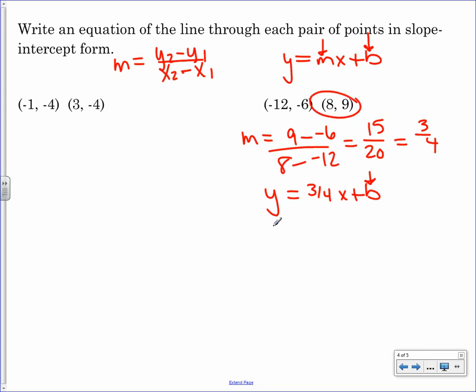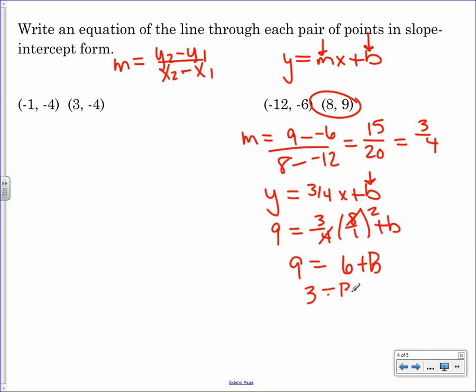So instead of y, I'm going to put 9, and instead of x, I'm going to put 8. I'm putting 8 over 1 because I'm doing it without a calculator, but obviously you don't need a calculator. How many times does 4 go into 8? 2. So I have 9 equals 6 plus b. I'm going to capitalize the b. And what do I need to do? Subtract 6, so I get 3.